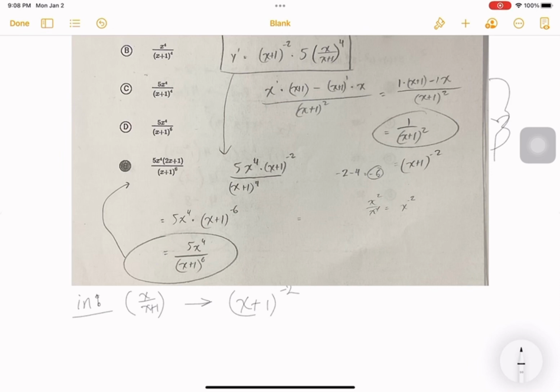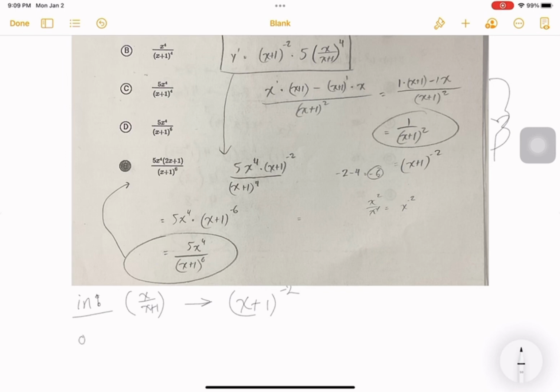So g of x is on the bottom, which is x plus 1, and f of x is on the top, which is x. So you have to do f prime of x times g of x, and you're left with just x plus 1 minus the x plus 1 times the derivative of that, which is just 1 times x. So now you're left with x plus 1 minus x over x plus 1 squared. And that's how you get 1 over x plus 1 squared, and that's the same thing as x plus 1 to the negative 2 power.